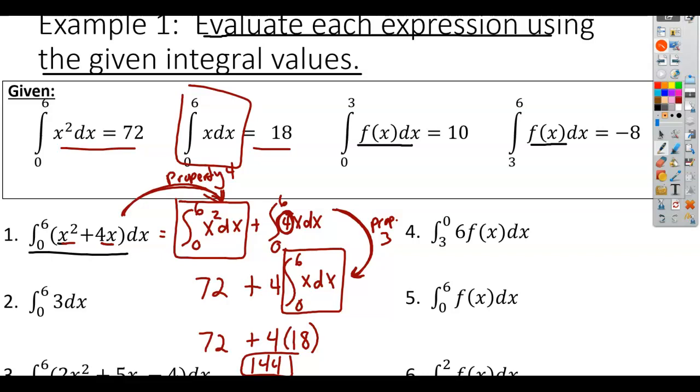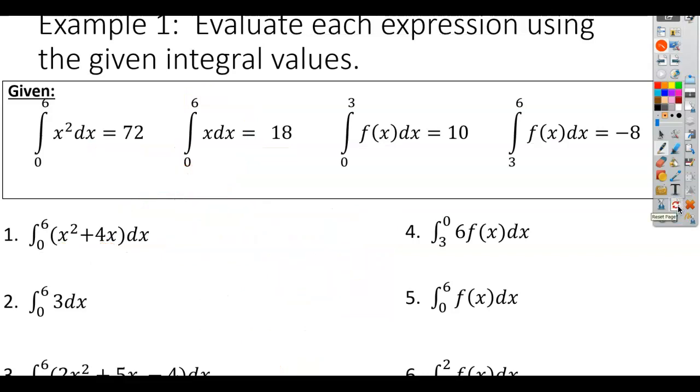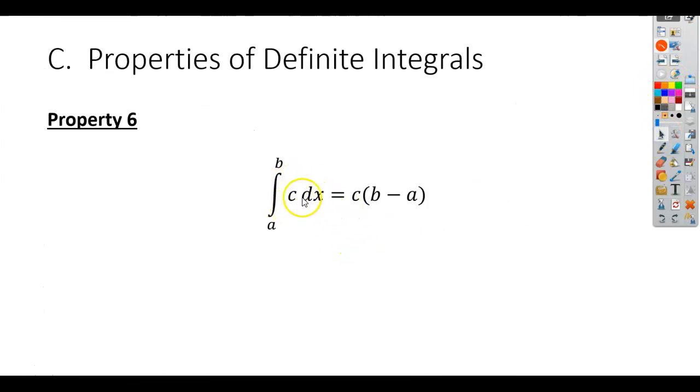Okay, let's take a look at another one, number 2. For number 2, I've got an integral here. Now, all I have inside of that integral is a constant. There's just a number there. My function is a straight line function. Which property is that? That was this property, where if you just have a number right here, that represents your height, and the base represents the difference between your upper limit and your lower limit.